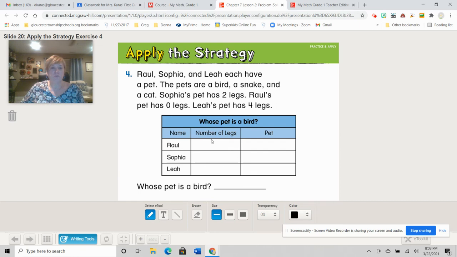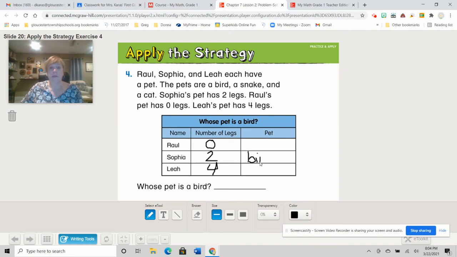how many legs does Raul's pet have? Well, let's look. Raul's pet has 0 legs. Right, so we're going to put 0. How many legs does Sophia's pet have? Right, 2. Very good. And how many legs does Leah's pet have? 4. Okay, so right there, that's a good start. Now, let's look at the pets. The pets are a bird. How many legs does a bird have? 2. That's right. So here, you're going to print the word bird.